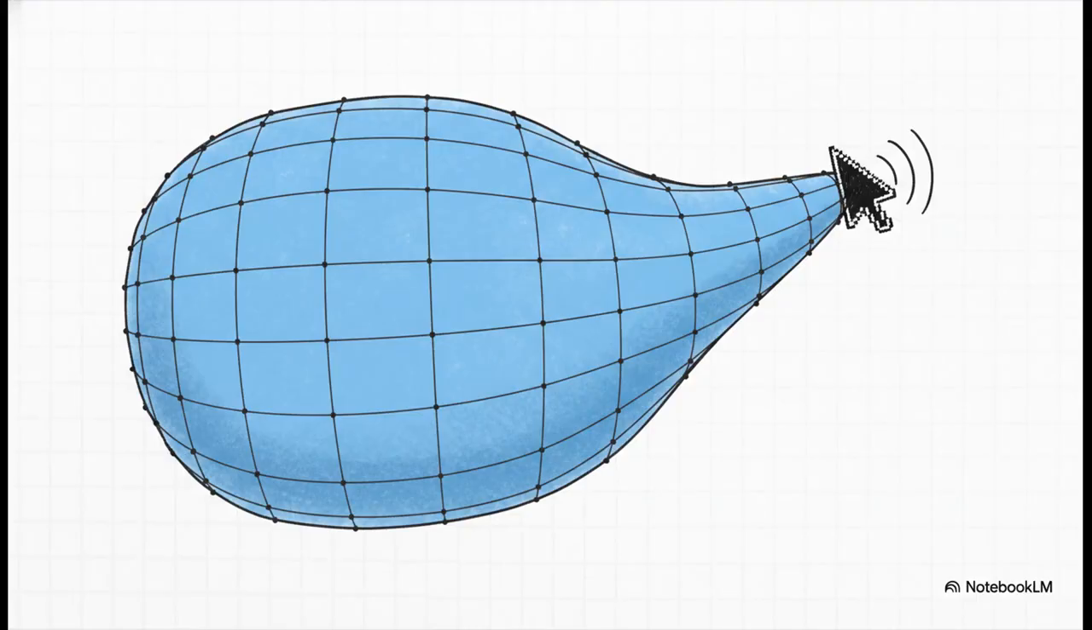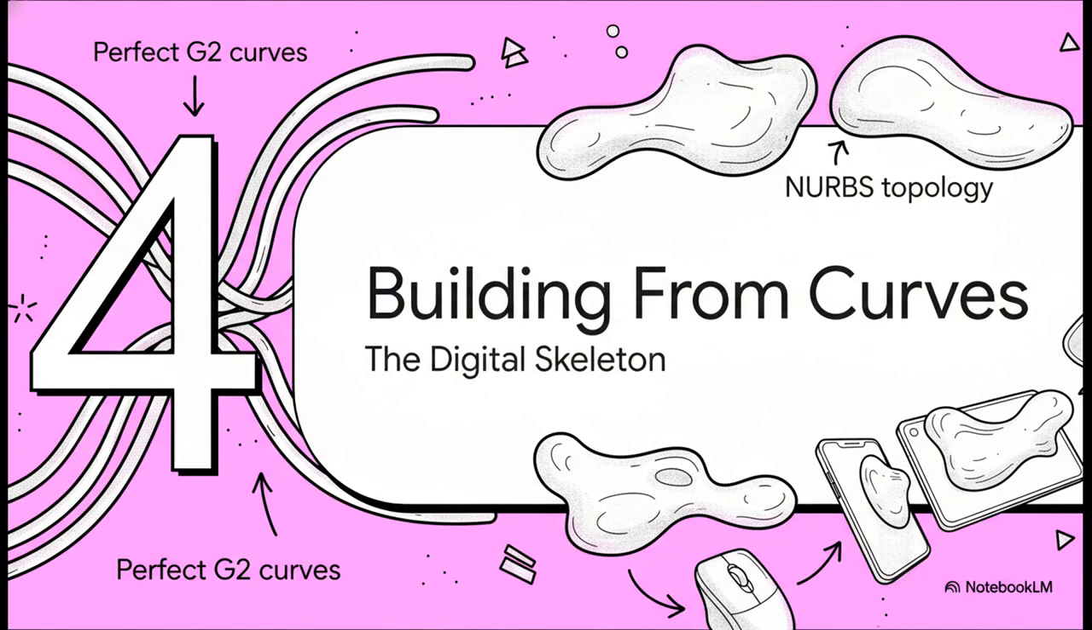This underlying grid is the key to how designers work. They don't directly touch the surface itself. Instead, they grab, they pull, and they push these control points on the grid, and the surface, our digital clay, stretches and deforms smoothly in response. It's truly digital sculpting.